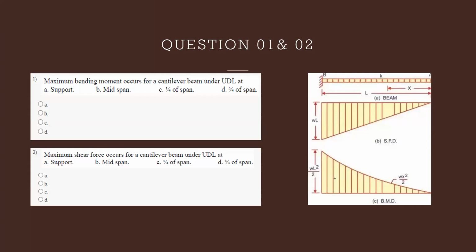The first question of the assignment is, what is the maximum bending moment that occurs for a cantilever beam under UDL? From the right hand side, you can see a cantilever beam subjected to a downward UDL load. From the bending moment diagram, we can clearly see that the bending moment diagram has a maximum ordinate at the support as WL square by 2. So option A will be correct. At the support, it experiences the maximum bending moment.